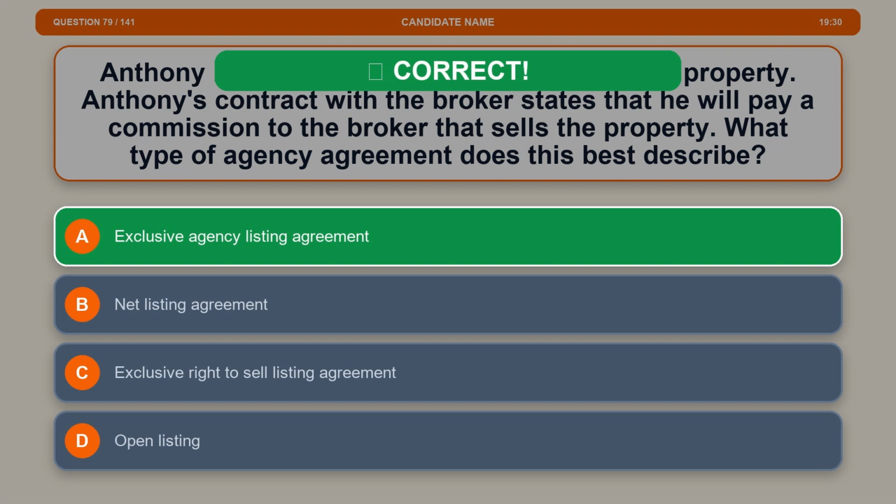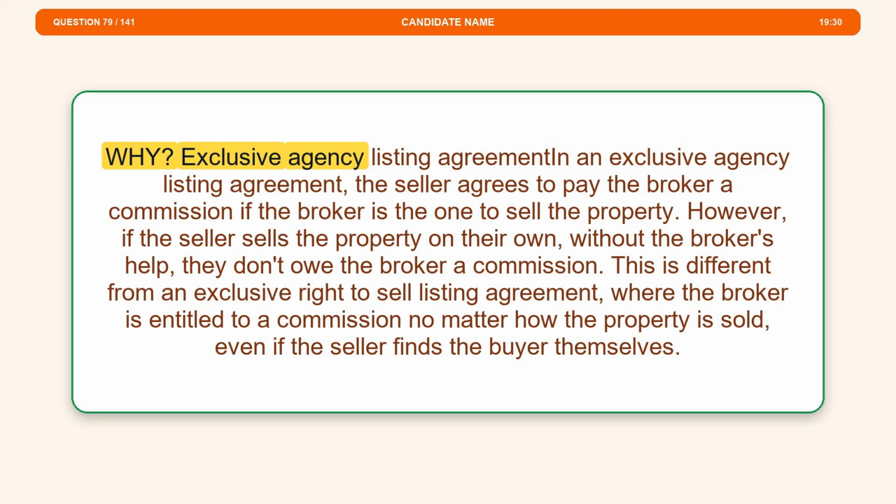The correct answer is option A, exclusive agency listing agreement. Exclusive agency listing agreement. The seller agrees to pay the broker a commission if the broker is the one to sell the property. However, if the seller sells the property on their own without the broker's help, they don't owe the broker a commission. This is different from an exclusive right to sell listing agreement, where the broker is entitled to a commission no matter how the property is sold, even if the seller finds the buyer themselves.